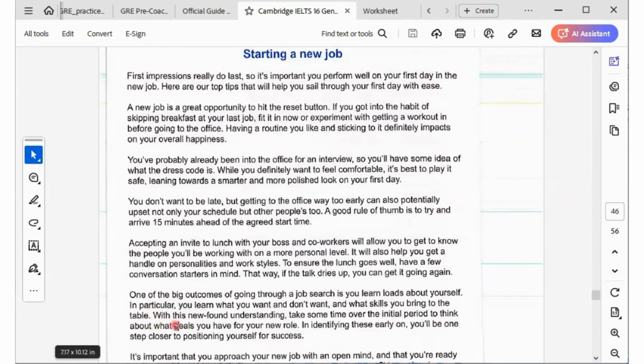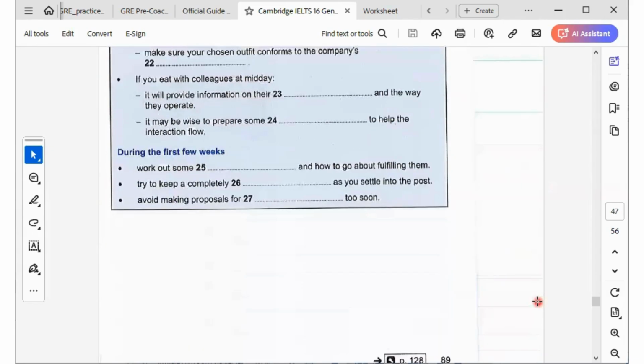Think about what goals you have for your new role. Goals. I think I'm going to write goals. This thing is taking so much time. Then try to keep a completely dash as you settle into the post.